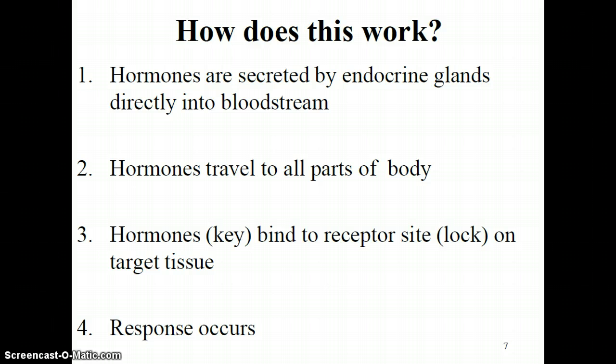How does this work? Hormones are secreted by the endocrine glands into the bloodstream. They do travel to all parts of the body. When the hormones, which kind of act as a key, bind to the receptor sites, which we can think of as a lock, the response occurs. You can think of it as the key opening the lock.